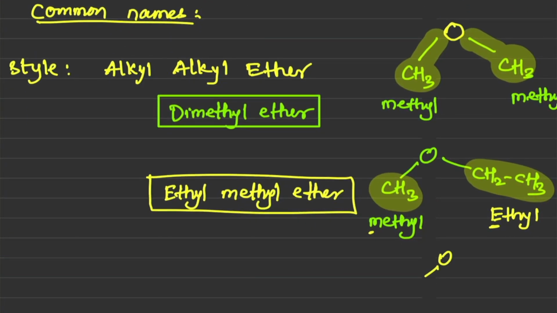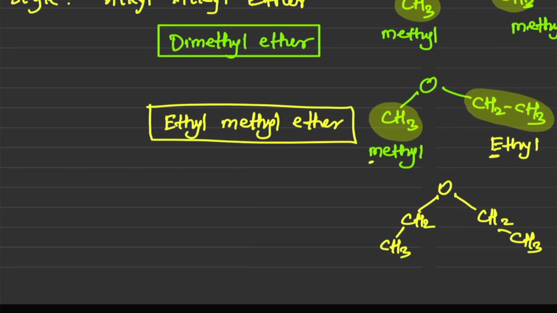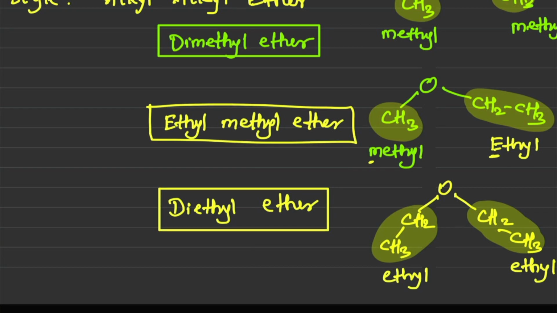If you have CH2CH3 on one side and CH2CH3 on the other, then this group is ethyl, and this group is also ethyl. Instead of calling it ethyl ethyl ether, we call it diethyl ether. This is a common solvent we use in many organic reactions, you will see. So that's our diethyl ether.